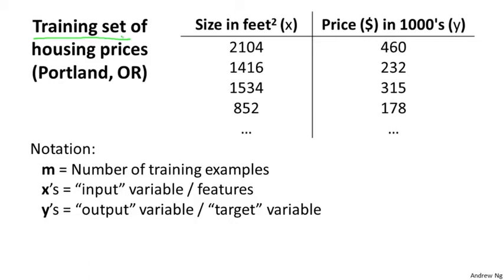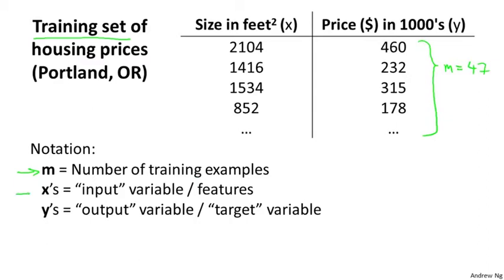It's okay if you don't remember all the symbols right now, but as the course progresses, it'll be useful to have a convenient notation. So I'm going to use lowercase m throughout this course to denote the number of training examples. So in this data set, if I have, let's say, 47 rows in this table, then I have 47 training examples, and m equals 47.